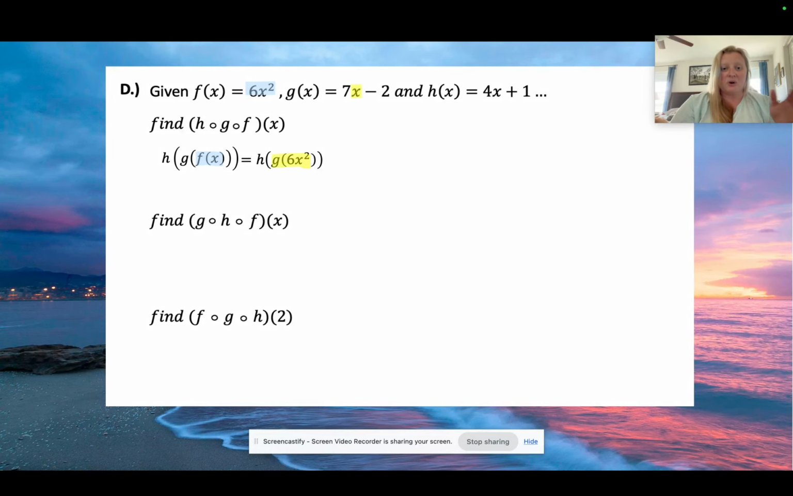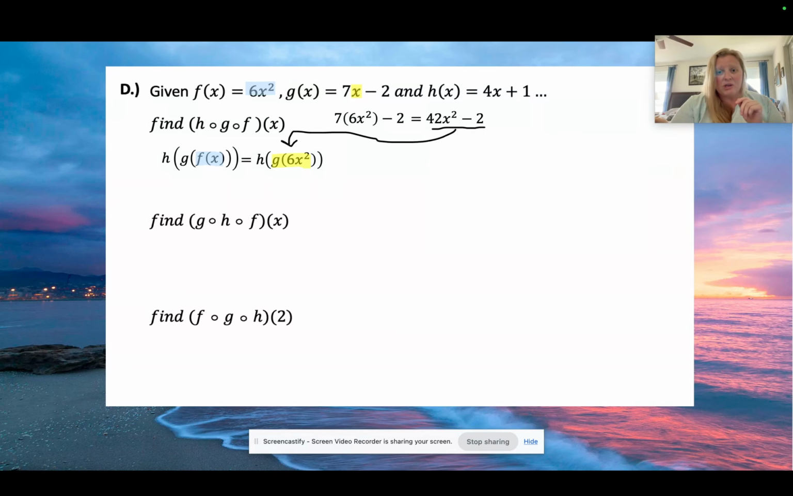So I want to focus on what's inside the parentheses, which is g of 6x squared, that whole thing. To compute that, I have to put 6x squared into the g formula. I'm just going to do the work for that right here so we don't have to keep track of it in our head as much. So you notice how the 7, the -2, it no longer says x. I replaced it with 6x squared. And then when we multiply, we get 42x squared minus 2.